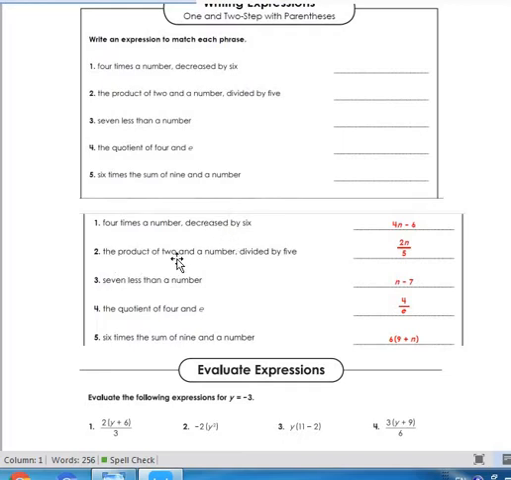The product of 2 and the number. 2 and the number, 2 times the number, 2n. Okay, it's 2 times n. The times sign, or the multiply sign, is invisible.